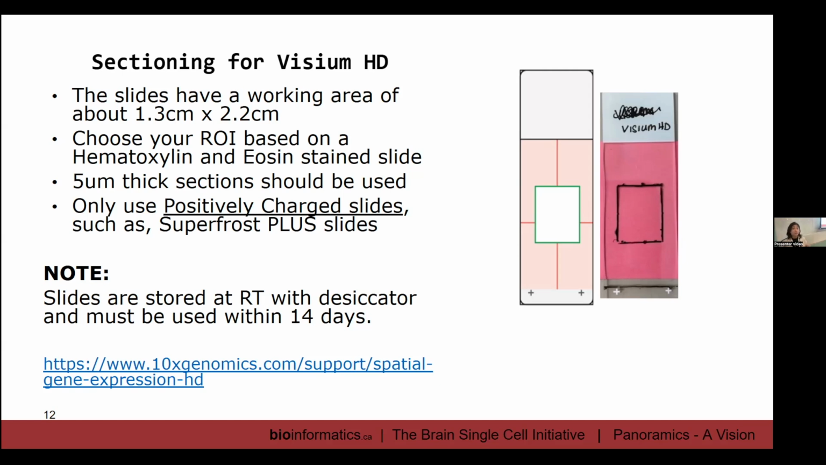And you can only use positively charged slides. I stress this because some people use plain slides and their tissues fall off. And then Amina or PGMC won't be able to do their work because it falls off, and then you have to repeat the whole process again. So please make sure you're using charged slides. And then, of course, the slides can be stored at room temperature with a desiccator, but they have to be used within 14 days. Okay?